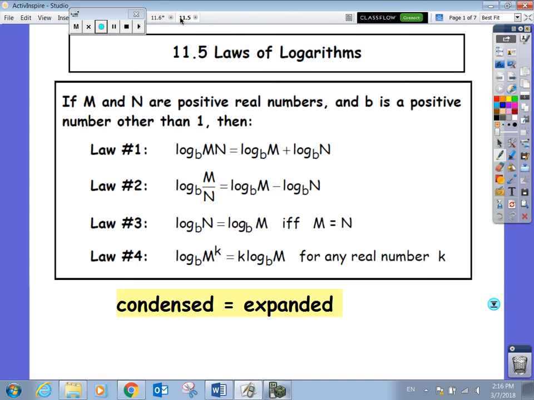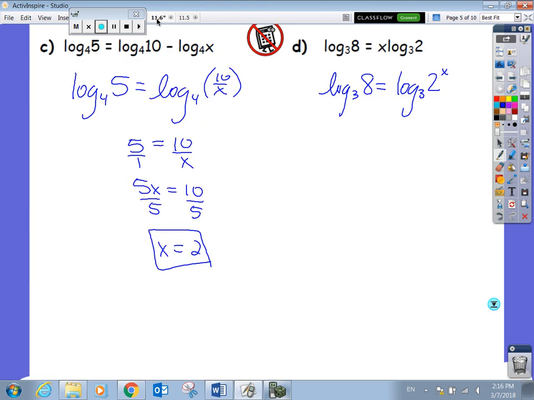We're using this law number 4 right here. It looked like this. We're moving it to this side. So now we have log base 3, so we can say 8 equals 2 to the x. By now, we should know that 2 to the third is 8, so x is 3, very easily. Just like we know 2 squared is 4, we should know 2 to the third is 8. We've seen it so much.